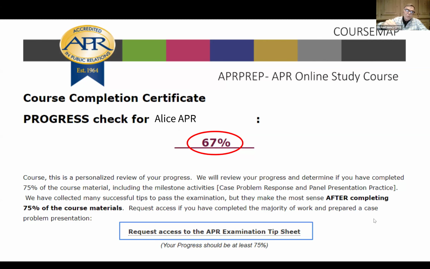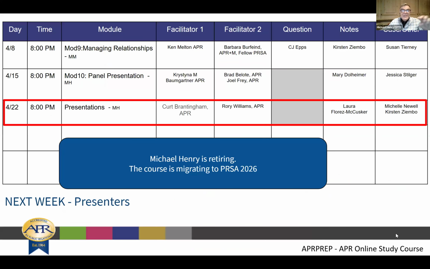So as you go through and do all of the activities after Module 10, this activity is here. And you can see that there's an examination tip sheet that we've digested from all of the great feedback we've gotten from people who have done the APR examination. That is in the examination tip sheet. So I request that only after you get to 75% and do the milestone activities. Next week is my last week.